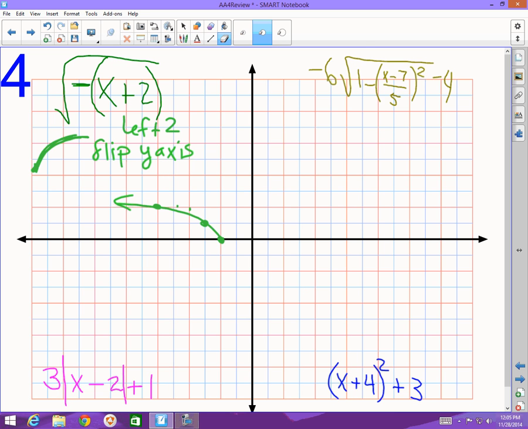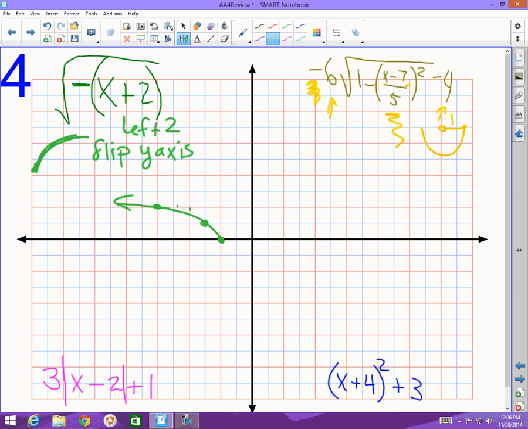Looking at this oddly colored one, it says negative 6 times the square root of 1 minus x minus 7 over 5 squared minus 4. This is a half circle, and it would be the bottom half of the circle. It's going to be that one, where the radius is 1, because it is a negative out here. All right, and so the y values are being stretched by 6, and we're shifting them down 4. The x values are being stretched by 5 and being moved to the right 7.